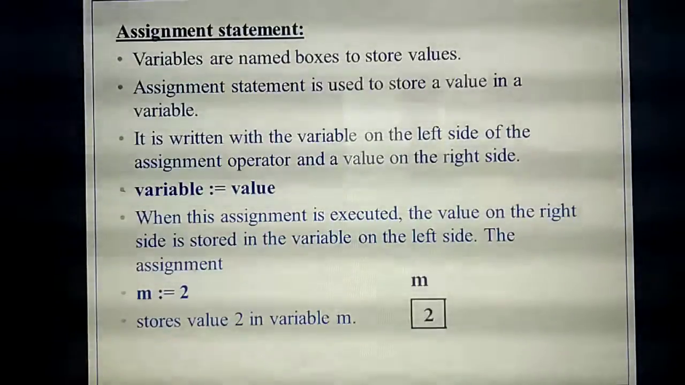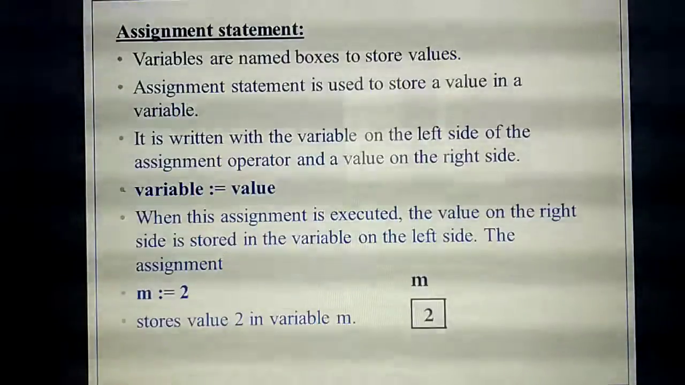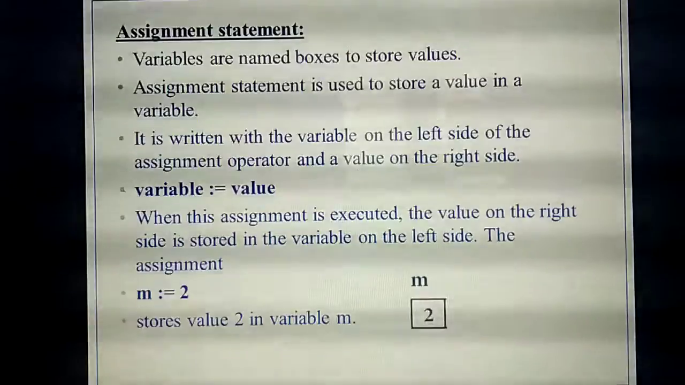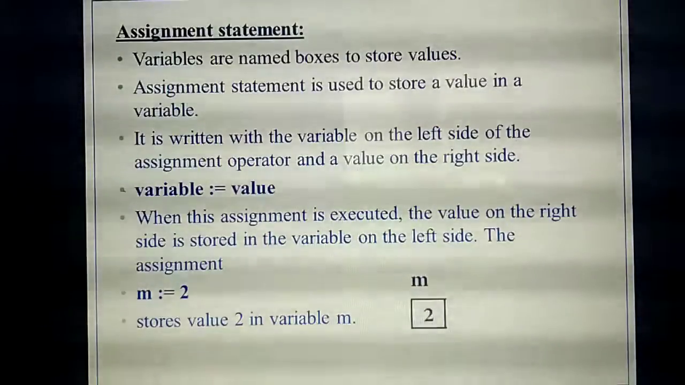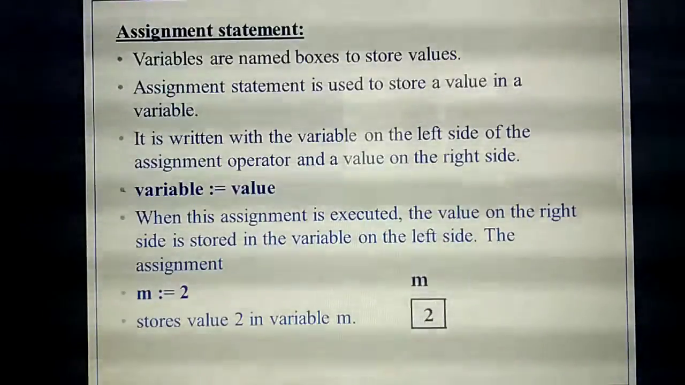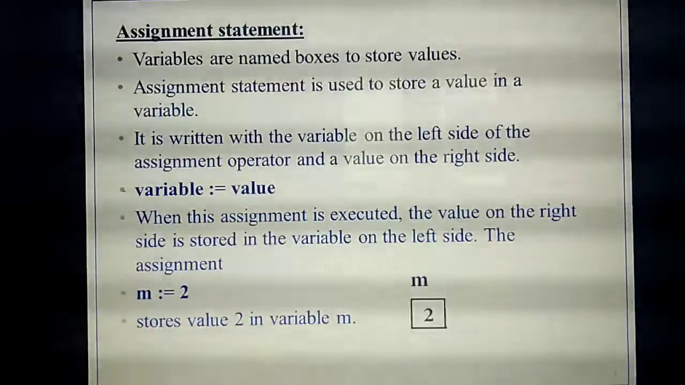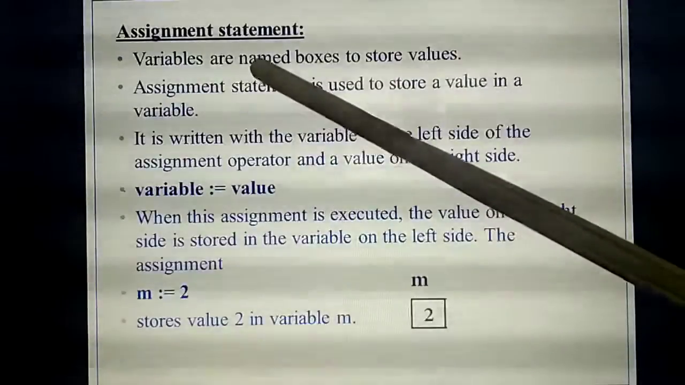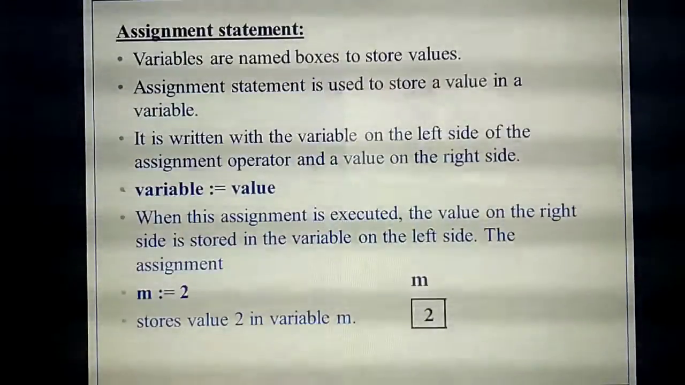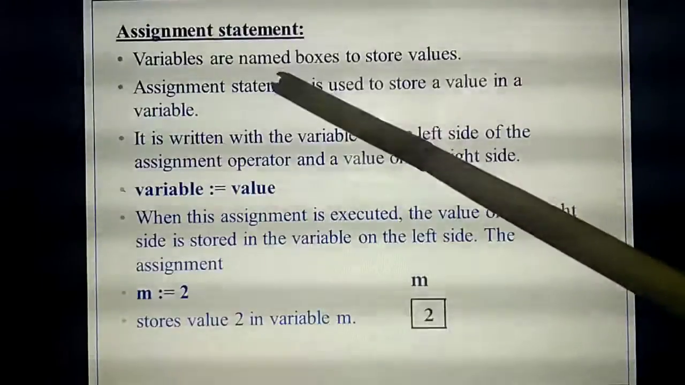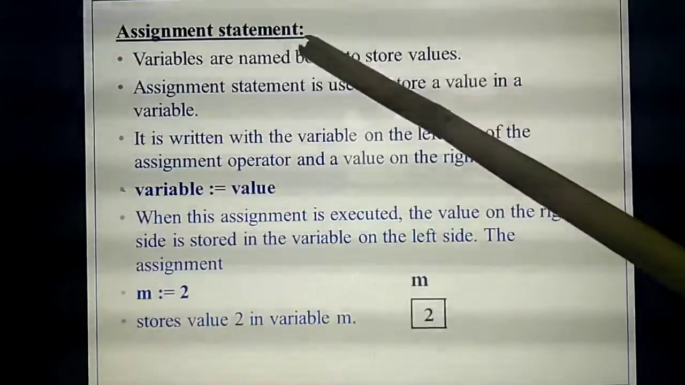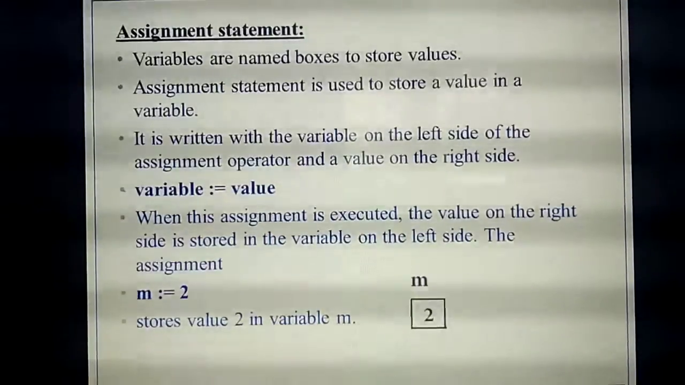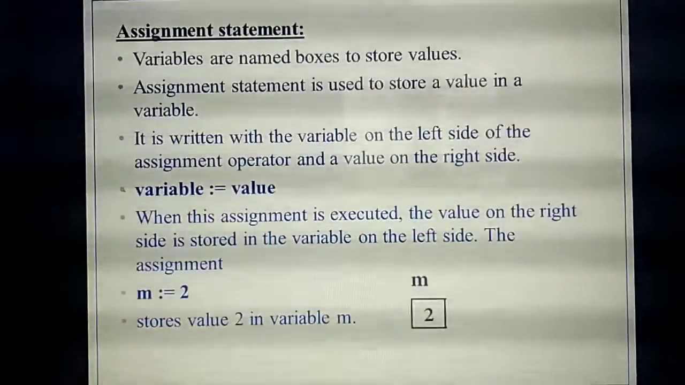Understand what you mean by variables? For example, A equal to 5 and B equal to 10. So we are calling variables A and B the named boxes for storing values. To store what values? 5 and 10. So that's the use of the assignment statement. What's the meaning of variable? Variables are the named boxes for storing values. What's the use of the assignment statement? This statement is used to store a value in a variable. For example, A equal to 5 means the value 5 is stored in the variable A.